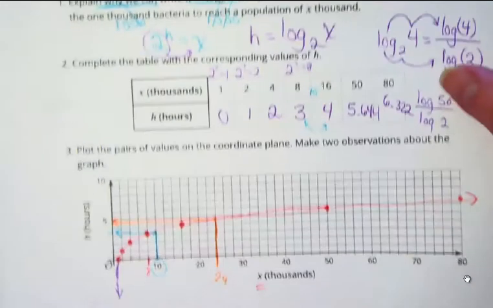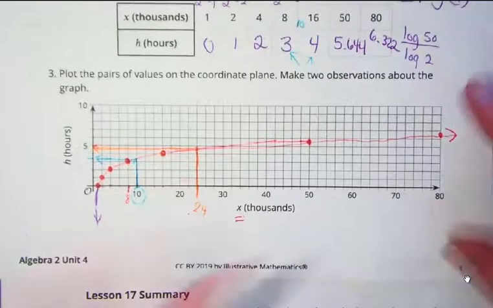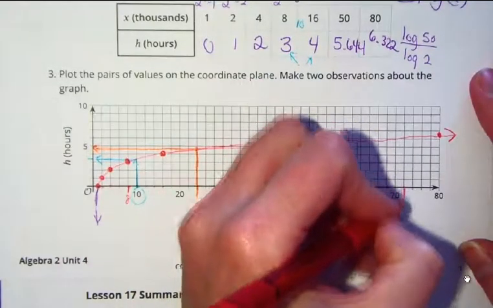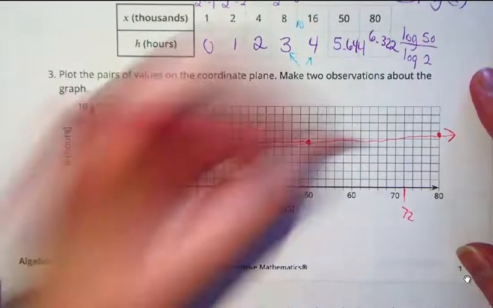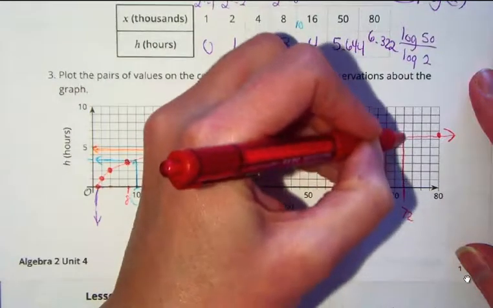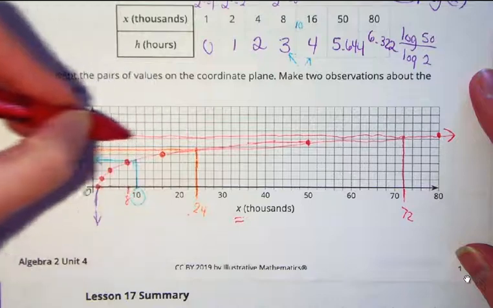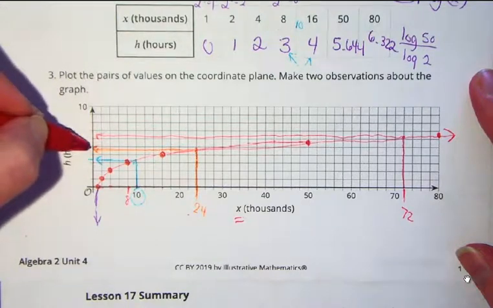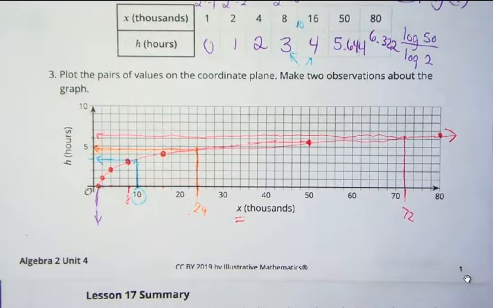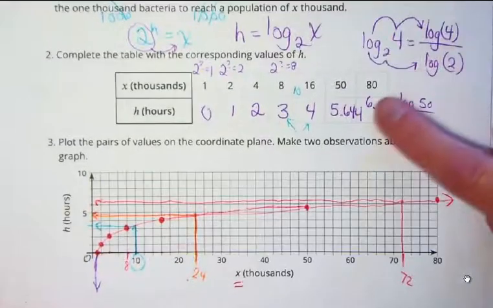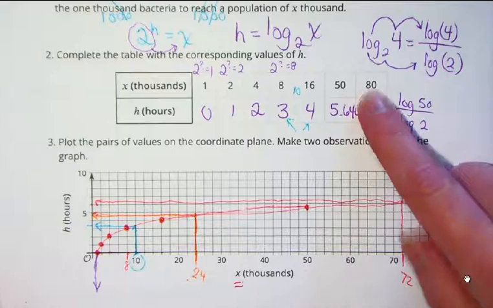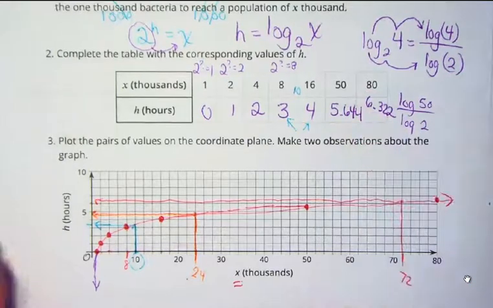And 72 would be right about here. Follow it up till you hit the graph. Follow it to the left so you can figure out what its value is. It's just above 6, but below 6.3, because 80 already told me 6.3. So I'm going to guess 6.1.